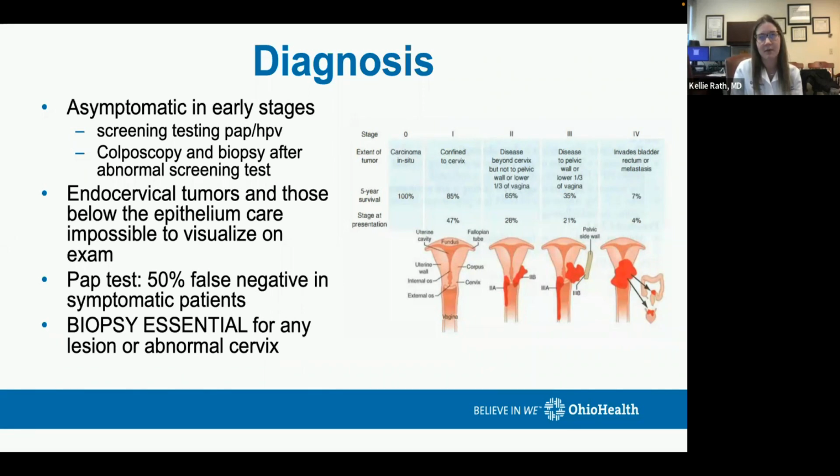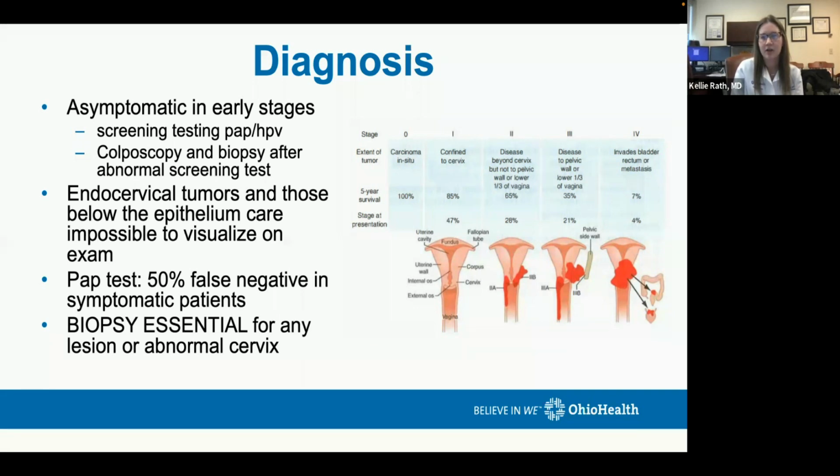Additionally, if patients are symptomatic, meaning there's a mass on their cervix or a large amount of bleeding, a PAP test has up to a 50% false negative rate in those patients. And so if an abnormality is seen on exam or a patient has a lot of irregular bleeding, then colposcopy or biopsy may be very important in these patients.